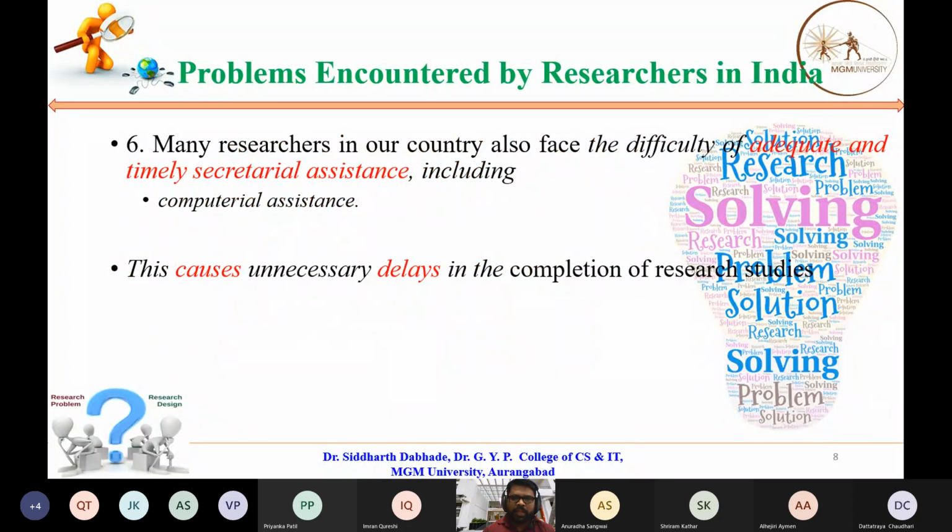This is a problem in India. The sixth point is that many researchers in our country face difficulty adapting and getting a secretary or assistants.